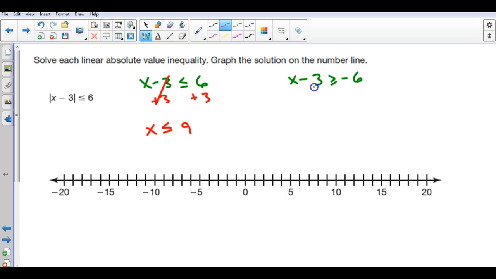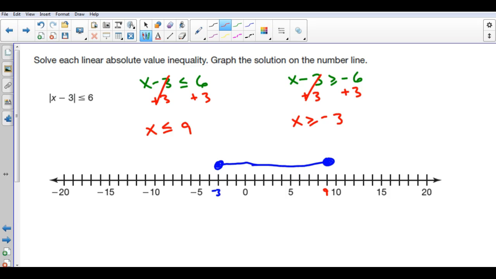6 plus 3 is 9, and I also have here, I'm going to be adding 3. X is greater than or equal to negative 3. So I have x is less than or equal to 9, so I'm going to find where that is on a number line. 9 is right here. You know what, I'm going to switch color. I'm going to put a closed dot because it's less than or equal to, so everything going to the left. And then on the other end of this, I know that x is greater than or equal to negative 3, so 1, 2, negative 3 is right here. That's also a closed dot, and since it's greater than, it's to the right.